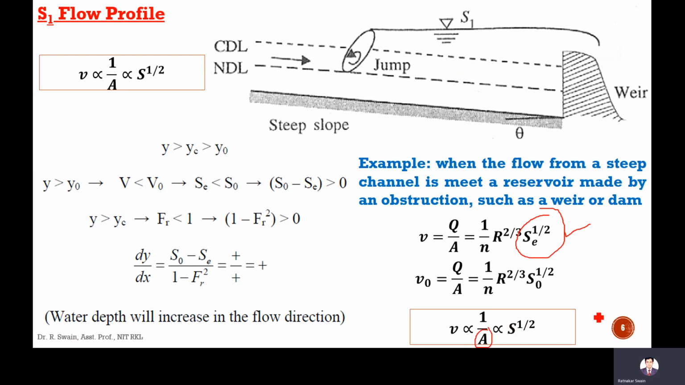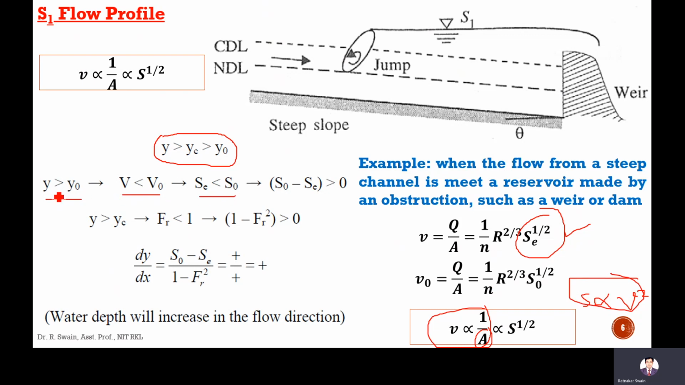So here, according to the continuity equation, velocity is inversely proportional to cross-sectional area and directly proportional to the square root of S. So S can be written as directly proportional to V squared. As slope increases, velocity increases. Here Y is more than YC, which is more than Yn. So if Y is more than Y naught, then according to the continuity equation the velocity must be less than V naught, so Se will be less than S naught.